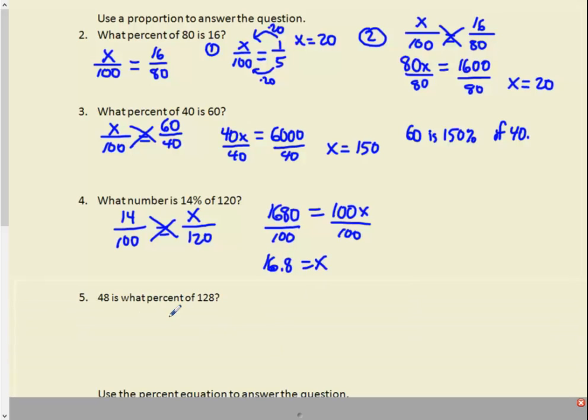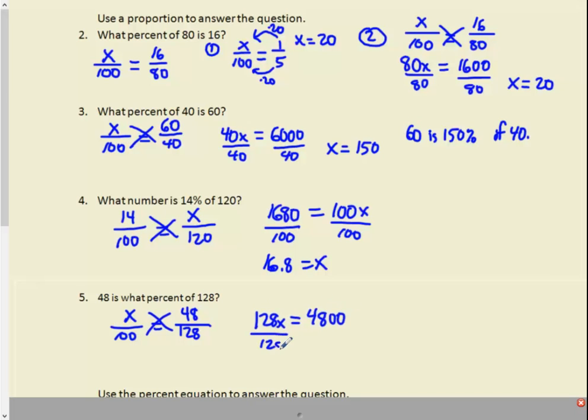Okay, number 5. 48 is what percent of 128? So again, we're looking for the percent of 128. Of means 128 goes in the denominator, and then 48 will go in the numerator. Go ahead and cross multiply, and we get 128x is equal to 4,800.